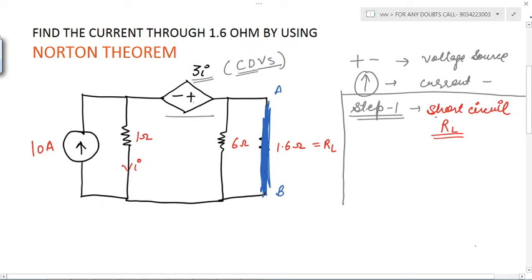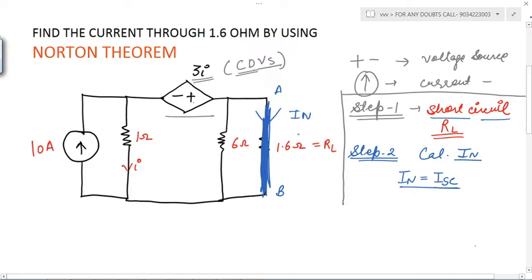What was our first step? We need to short circuit RL. Now move to step number 2. Step number 2 is we need to calculate the Norton current. In some books it is written Norton current and in some books it is written short circuit current, denoted by ISC. Both are the same, don't get confused. So in this, how much current is flowing? IN current is flowing. Now our focus is to calculate IN.